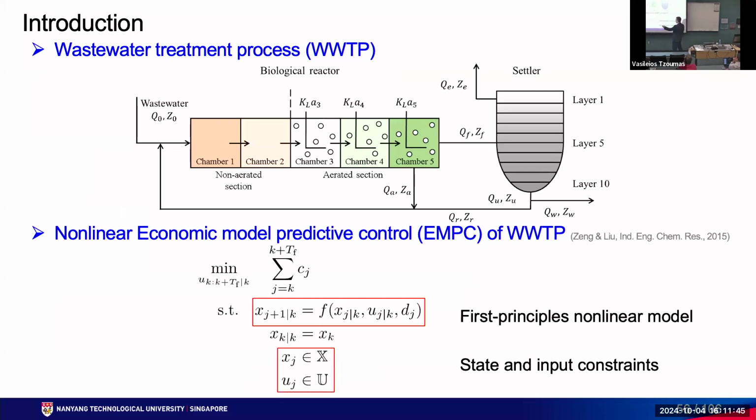Okay, actually, economic MPC for this process is not a new problem, right? The first paper was published 9 years ago. A nonlinear dynamic model is directly used. Here, U is the input, D is the disturbance. D contains known disturbances and unknown disturbances. This is a straightforward formulation, but it is highly non-convex. The model is nonlinear, and the objective function is also highly nonlinear.